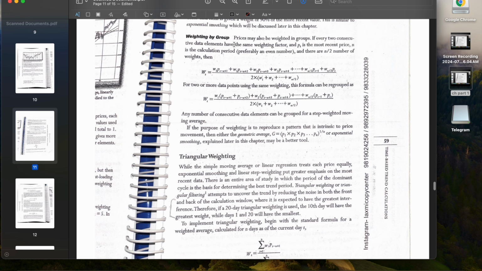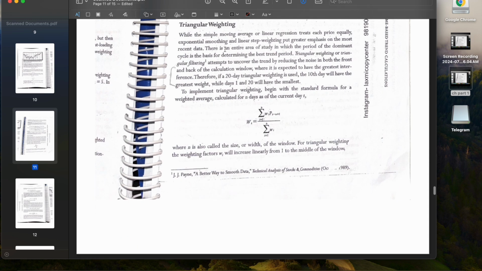Weighting by group. Now we just looked at what weighted moving averages are, but what exactly is weighting by groups? Sometimes you would want to weigh the data on the basis of groups. So if every two consecutive data elements have the same weighting factor, then P_t is the most recent price, and N is the calculation period, we know that already. And there are N/2 weights, then this would be the formula. The only difference in weighting by group is that the same weight is given to a particular group, so you need to keep that in mind.